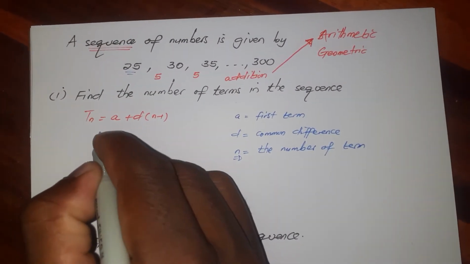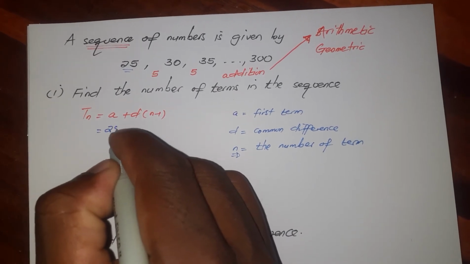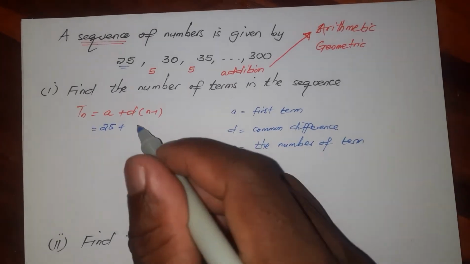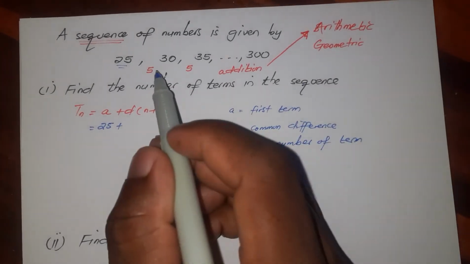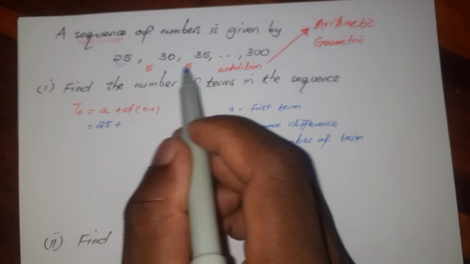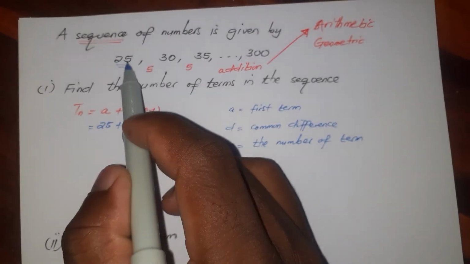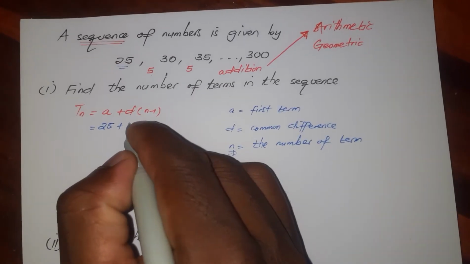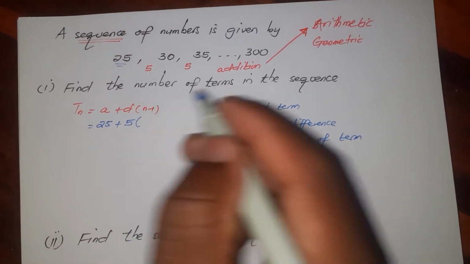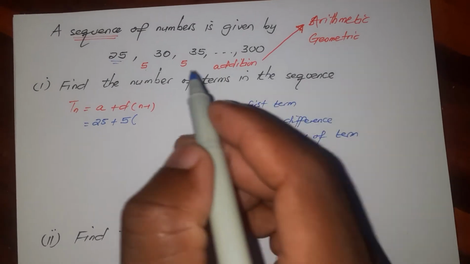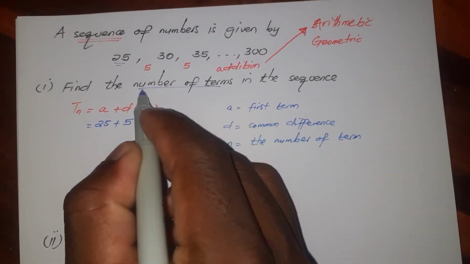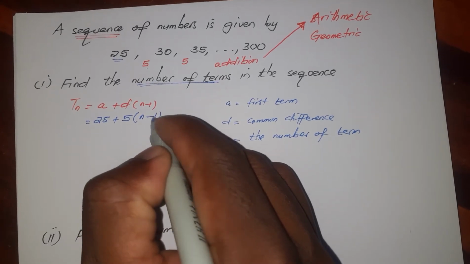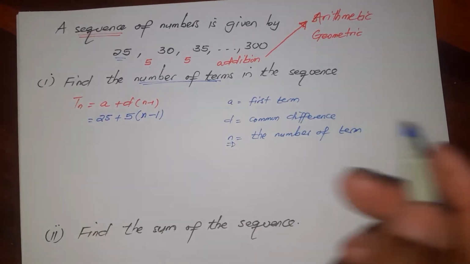What we do, we write 25 in the place of A, plus D, the common difference, and we say the common difference is 5. How did we get it? You take 30 minus 25, you get 5. 35 minus 30, you get 5. So the common difference is 5. Since you are finding the number of terms, we just write n minus 1, because n is what we want to find.